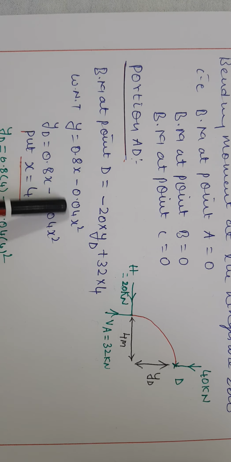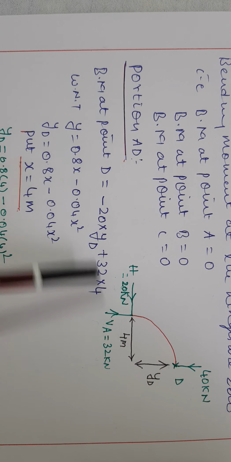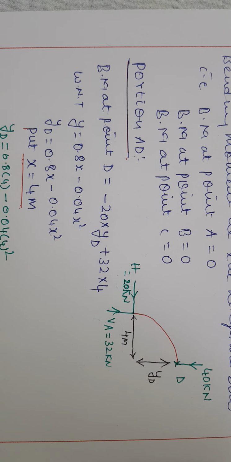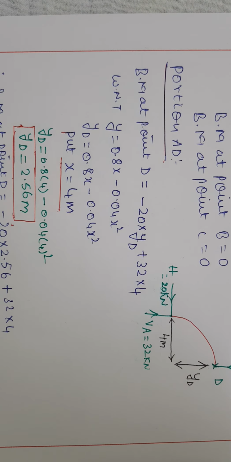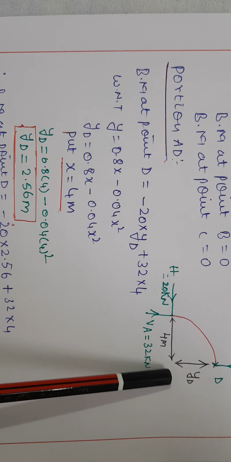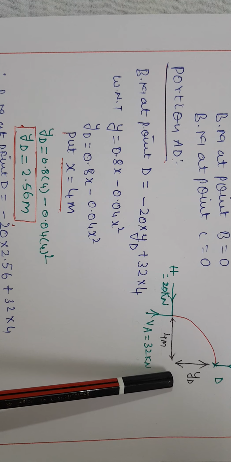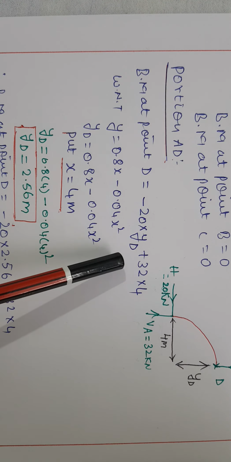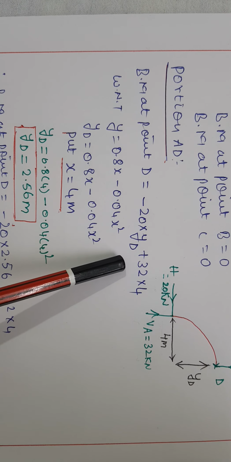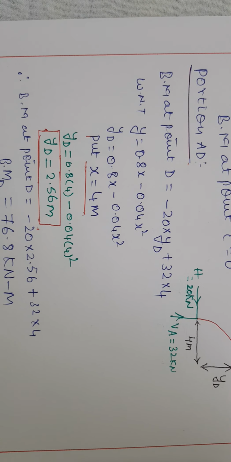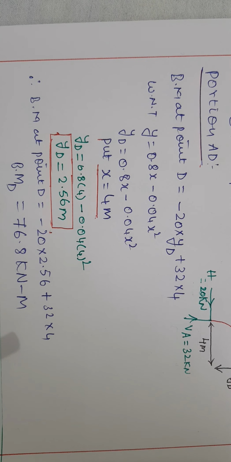If you substitute the x value as 4 in the rise equation, you get the value of yD, that is 2.56 meter. So the vertical distance at D is 2.56 meter. If you substitute this in the above equation, you come to know the bending moment acting at point D. That's what I have given here clearly.